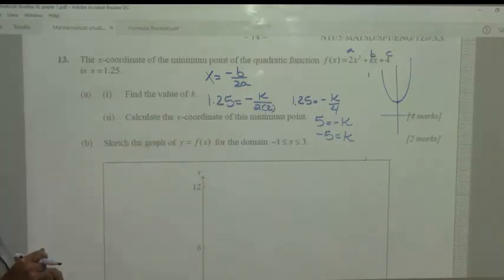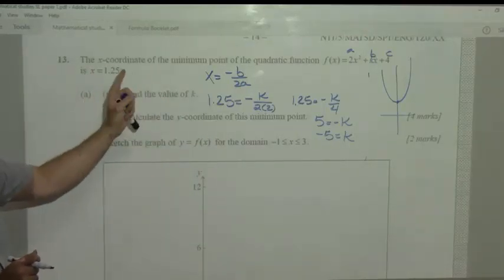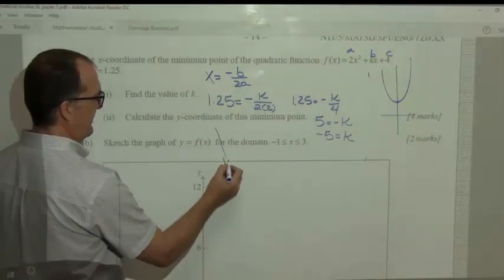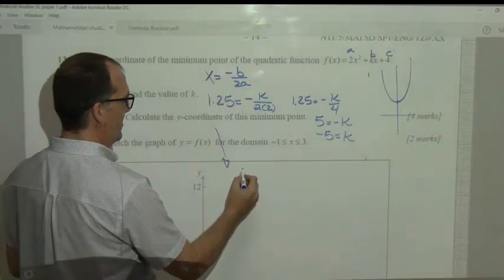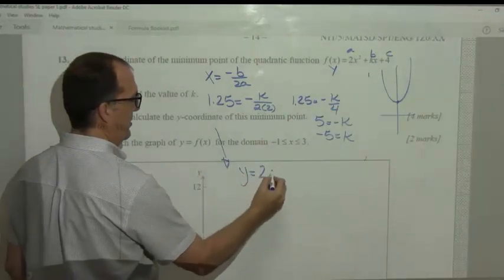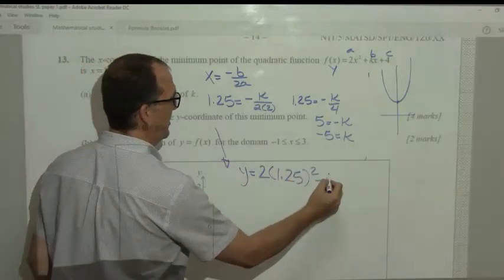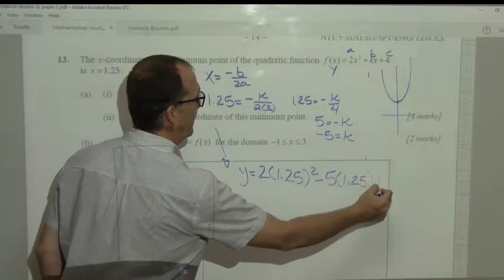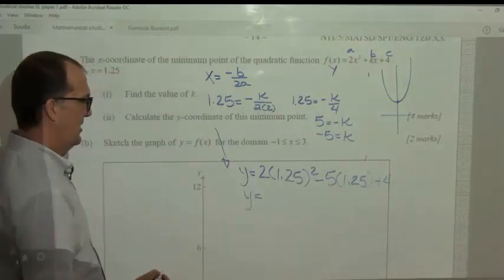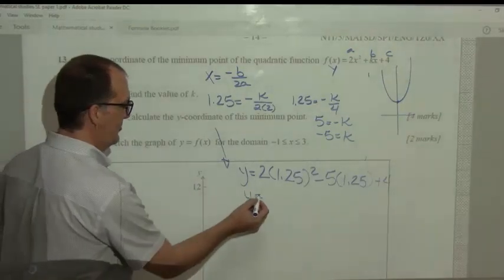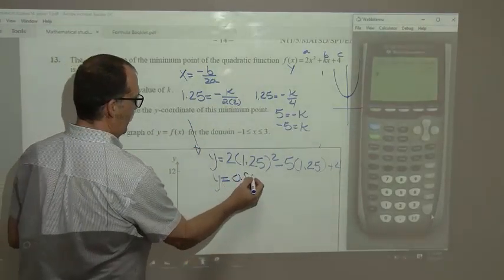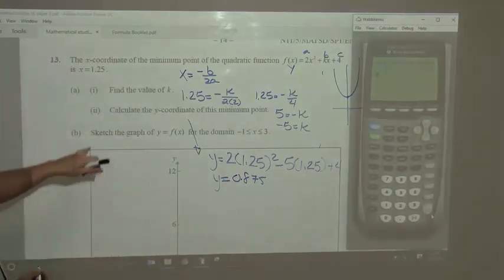And then they want you to calculate the y-coordinate of the minimum. So we know that 1.25 is the x value. Now we can substitute into that formula, and basically f of x, that's the y value. I'm now just substituting what I know into the formula to find the value of y. And when I calculate that all out, I get y equal to 0.875. And so there is my y value.